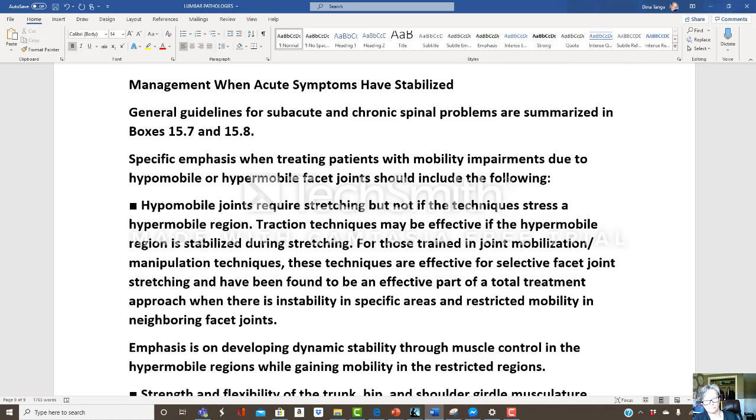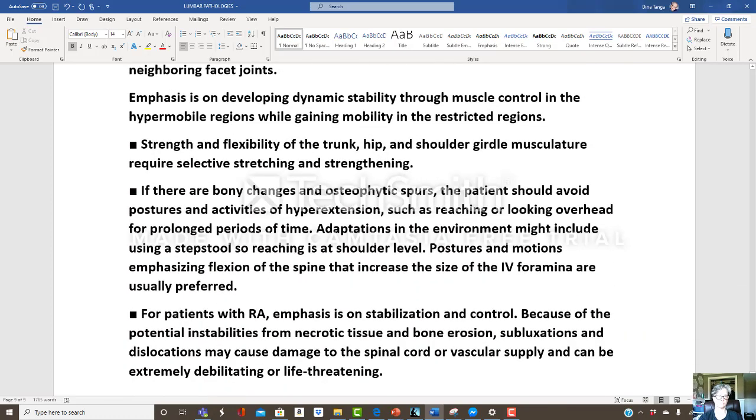For those trained in joint mobilization and manipulation techniques, these techniques are effective for selective facet joint stretching and have been found to be an effective part of a total treatment approach when there is instability in specific areas and restricted mobility in neighboring facet joints. Emphasis is on developing dynamic stability through muscle control in the hypermobile regions while gaining mobility in the restricted regions.